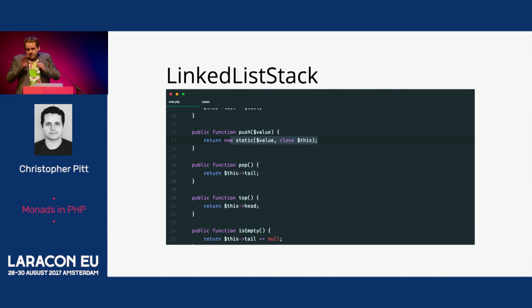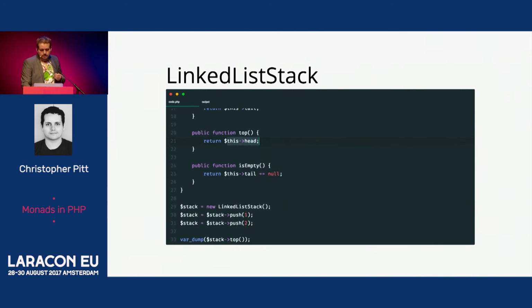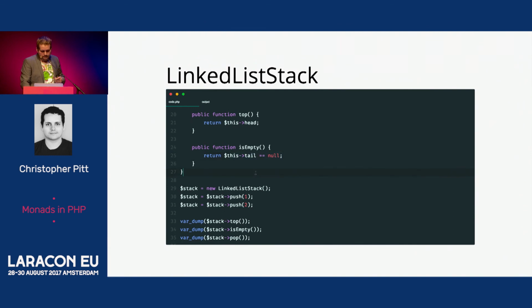So we're going to get a kind of nesting going on. When we pop a value off, we get rid of what's in the head and just return the tail. When we want to know what's at the top, we return the head. And if the tail is null, then we know it's empty, because we only potentially have a value in the head. And we shouldn't have anything in the tail.